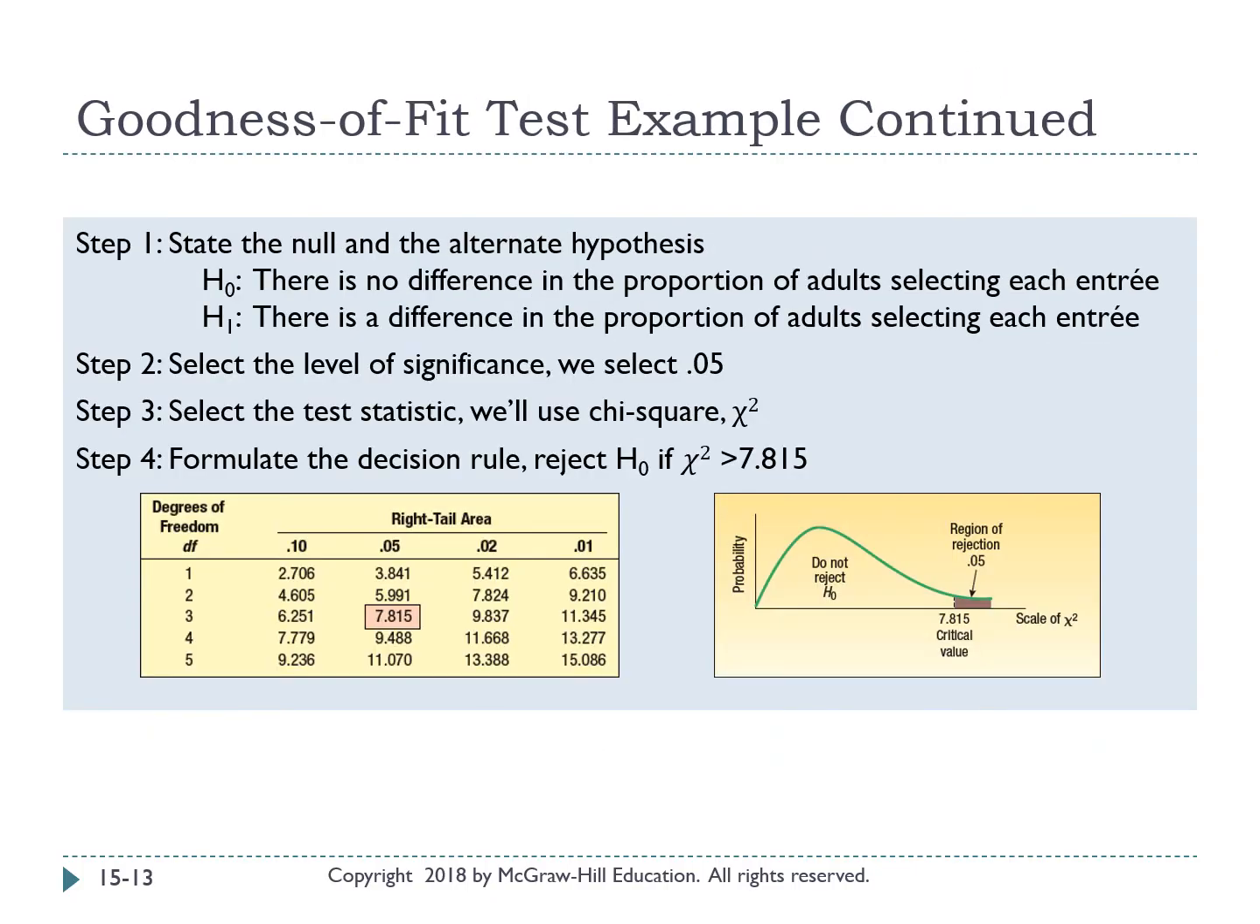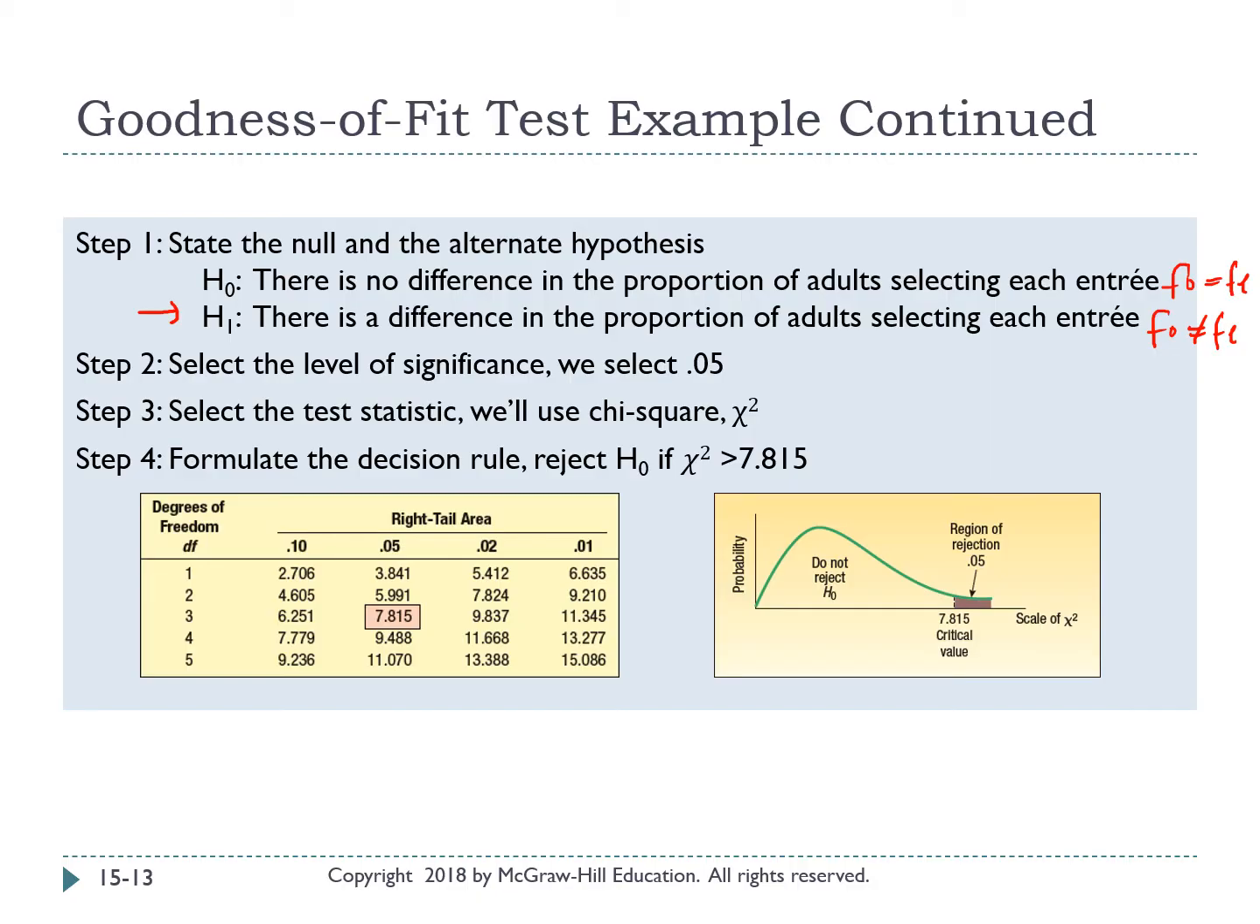Step number 1, we have to write our H0 and H1. H1 is there is a difference in the proportions of adults selecting each entree. If you want to write it in statistical form, you can write the observed frequency is not equal to the expected frequency. H0 is just the opposite sign of our H1. We can say there is no difference, or there is an equal proportion of adults selecting each entree. Or you can also write observed frequency equals to expected frequency.